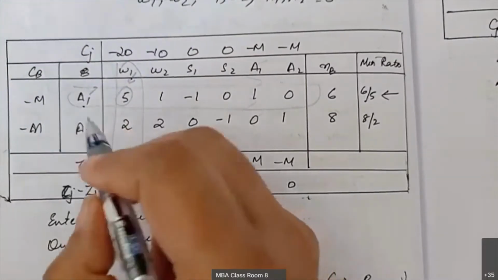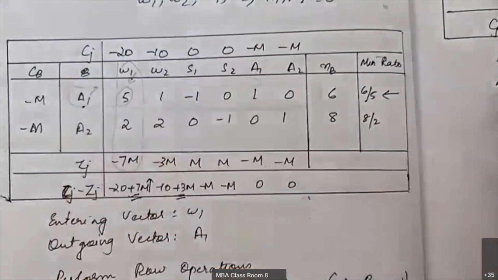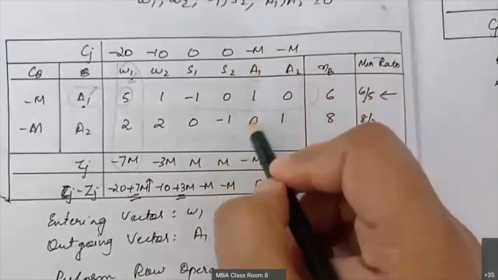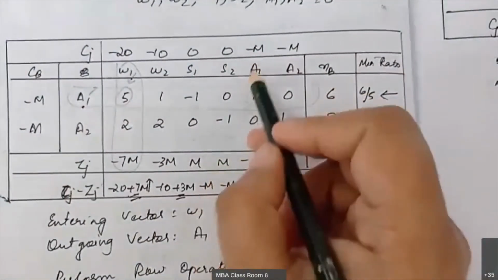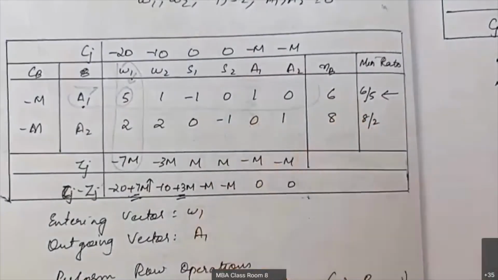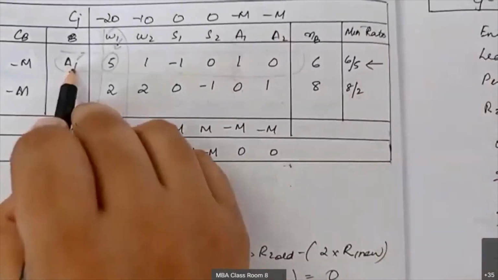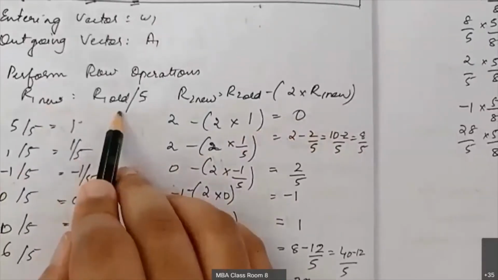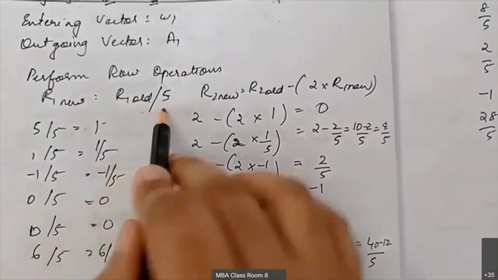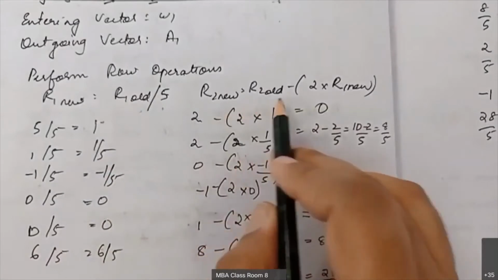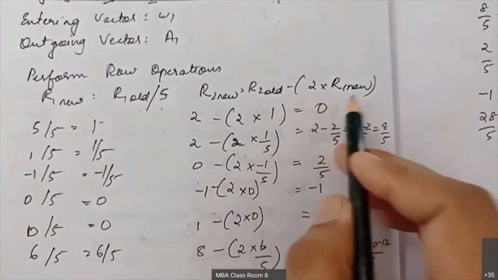According to the Bigham method, in the next simplex table, you don't have to take A1. So with a pencil, you just strike it out, and you don't have to take any values in the row operations either. So we have A1 as the leaving vector and W1 as the entering vector. We have the row operations over here. R1 new is R1 old divided by 5, and R2 new is equal to R2 old minus 2 into R1 new. Do the operations, and you will get the table like this.